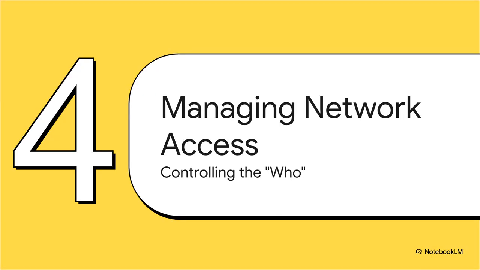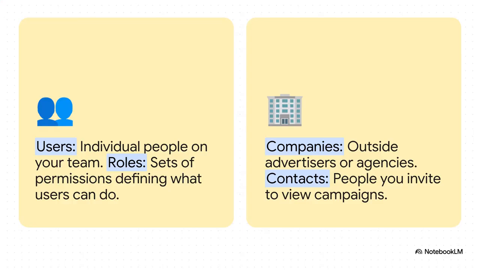So we've covered the what and the how, but what about the who? A system this powerful needs really careful controls over who can get in and what they're allowed to do once they're there. Ad Manager basically gives you 2 main ways to handle access. For your internal team, you create users. Then you give those users roles, which are just bundles of permissions that say what they can and can't do. For external partners, like an ad agency, you create companies.